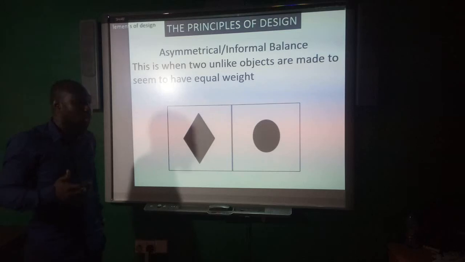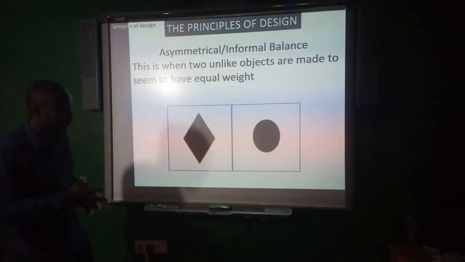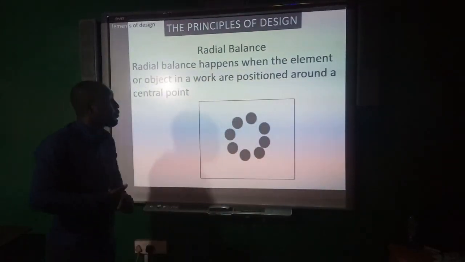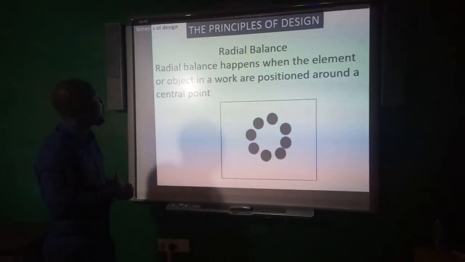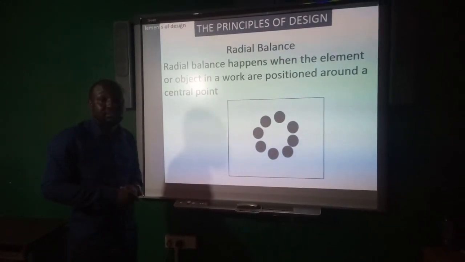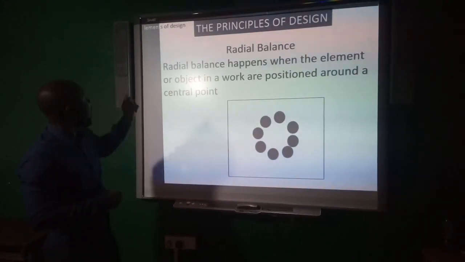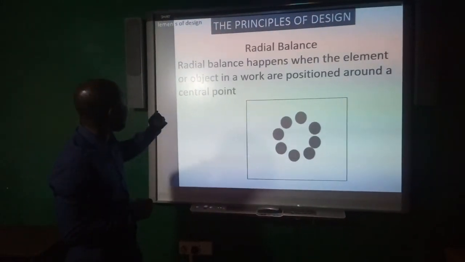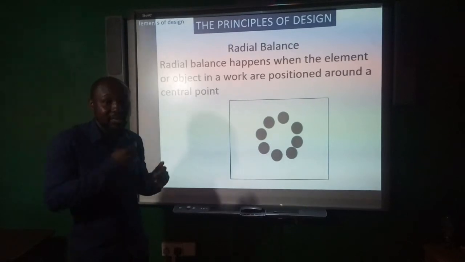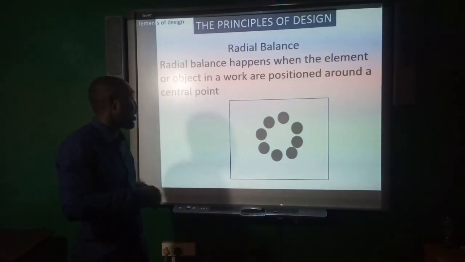Then we have the third one. The third one is radial. We look at this third type of balance. This one happens when the elements or objects in the work are positioned around a central point.